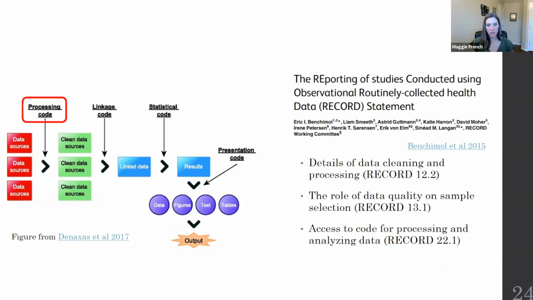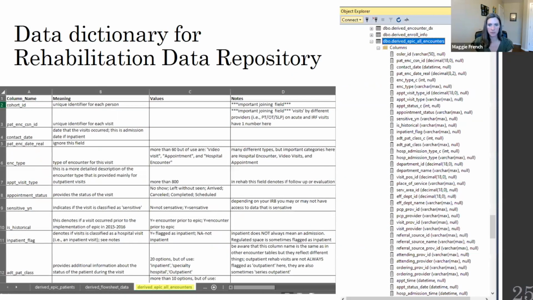And so the last thing I want to talk about is how we're streamlining this process of data quality checks to ensure rigorous and reproducible research with what we do at Hopkins. A key component of that is data dictionaries. And so I want to show you some examples of data dictionaries that we're using.